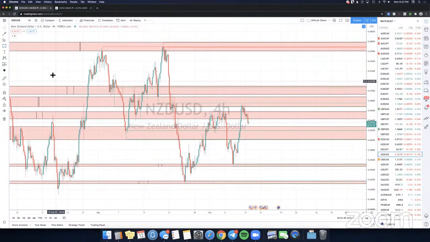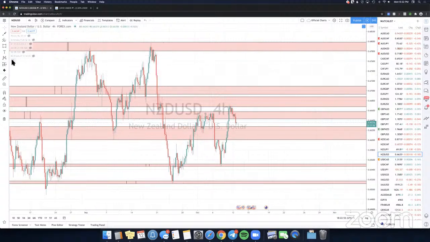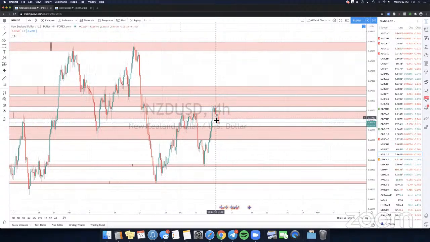So yeah, looking at NU right here, hide these zones. This upper zone right here is going to be 0.6643, and this lower zone down here is going to be 0.6627. So it's stuck within these two zones right here.